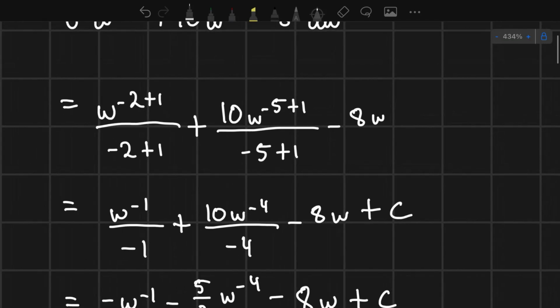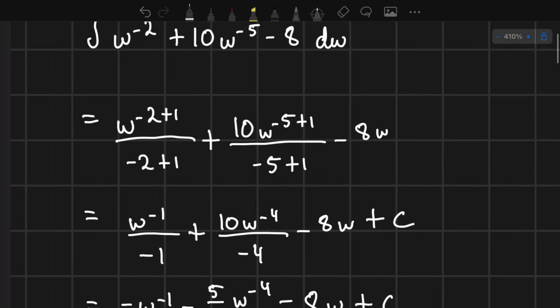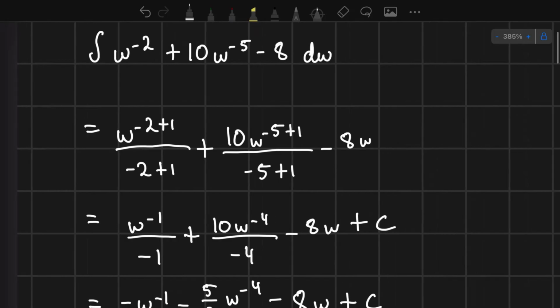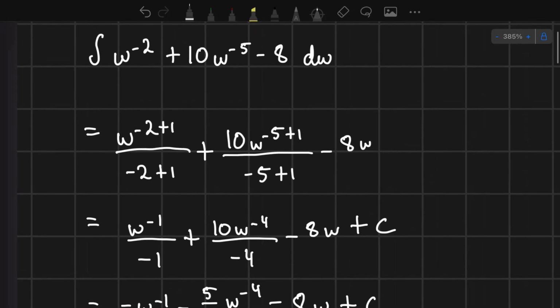So yeah, pretty decent negative power question. And if you know how to solve this, then you should be fine for the power rules. So yeah, that's how you solve this question.